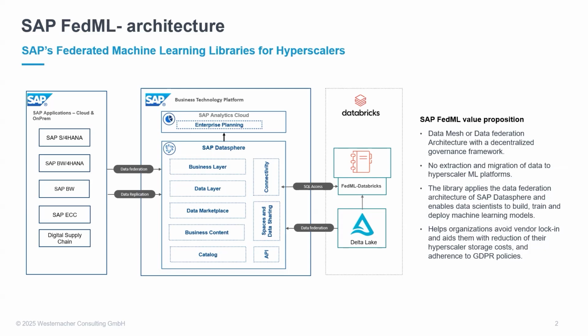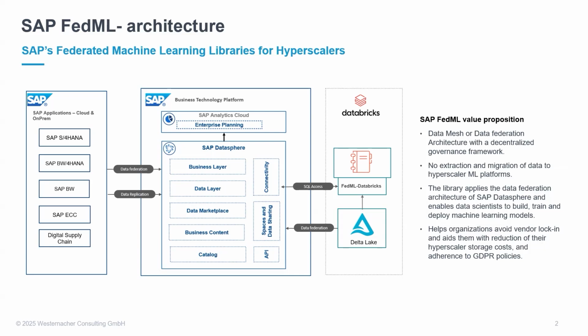There is a problem: the central analytics team doesn't understand a lot of business functions. So there's a lot of information being passed back and forth, and a longer turnaround time to deliver a few things. So all these hyperscaler environments, along with SAP, are now proposing a data mesh or data federation architecture with a decentralized governance framework.